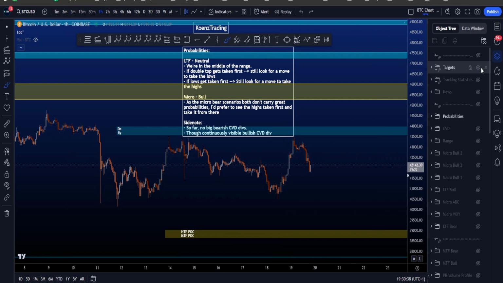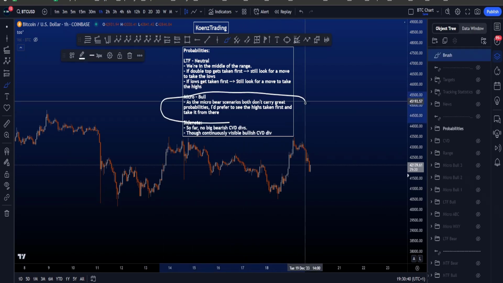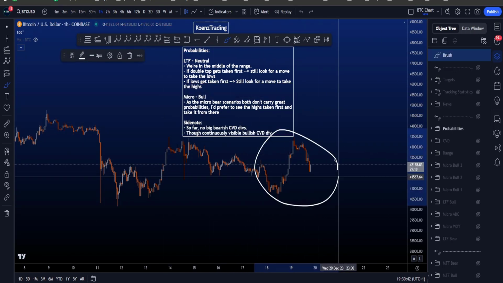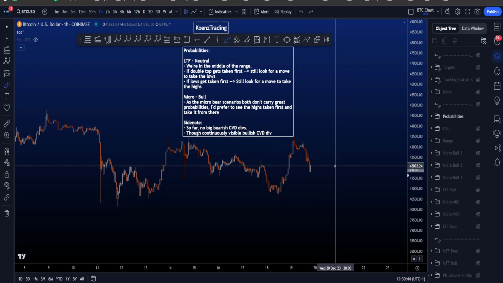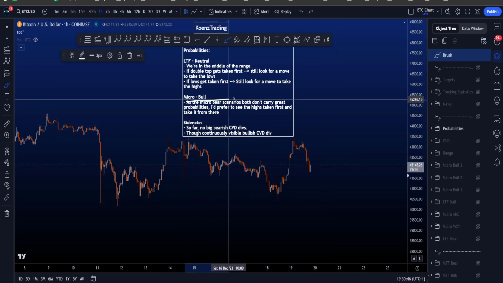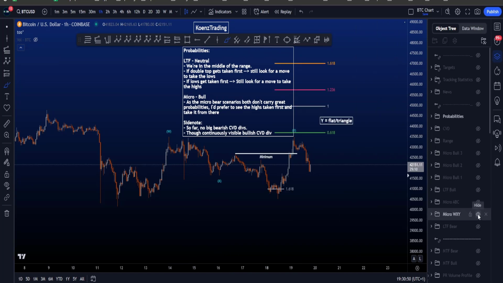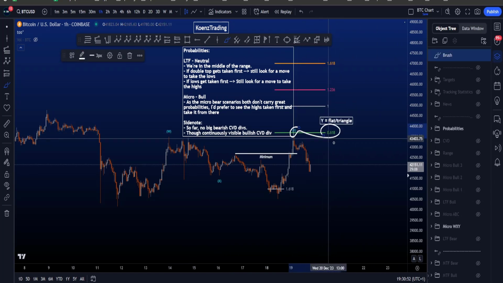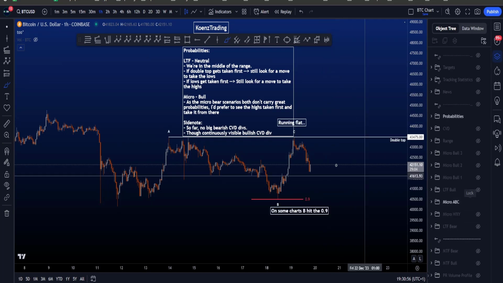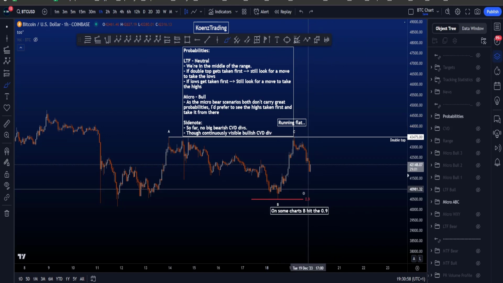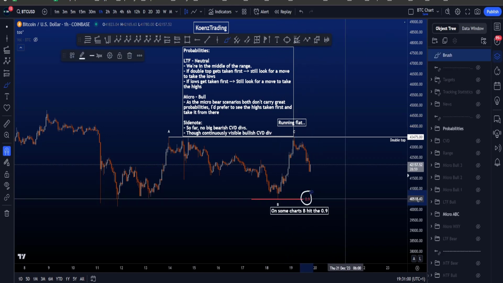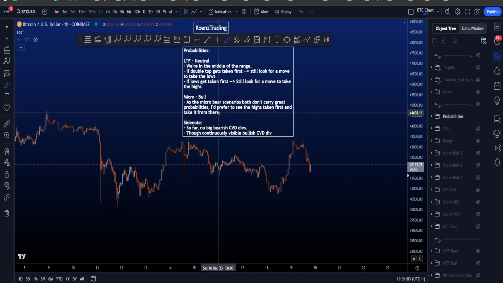Now if you look at the micro over here, for me the probabilities are still higher at the moment for price to move to the upside first. The micro bear scenarios don't carry great probabilities, which is here the WXY, where wave Y did not end between the 0.618 and the 1.236, or here an ABC, where then we're talking about a running flat, but also wave B not hitting the 0.9. I prefer to see the highs taken first and then take it from there.